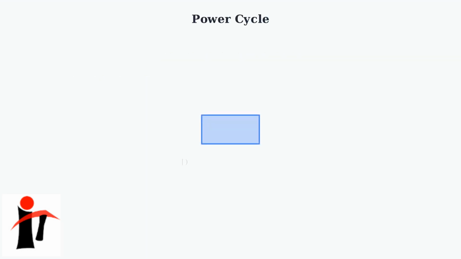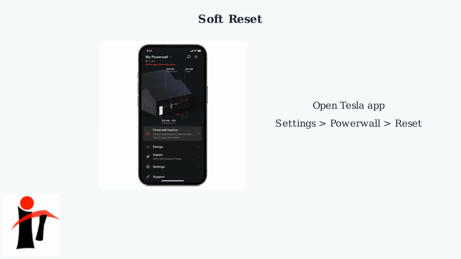If the Powerwall 3 isn't responding, start with a power cycle. Disconnect the unit from the grid, wait 5 to 10 minutes, then reconnect to allow the system to reset completely. For a soft reset, open the Tesla app and navigate to Settings, then Powerwall, and select Reset. This performs a software restart without affecting hardware.